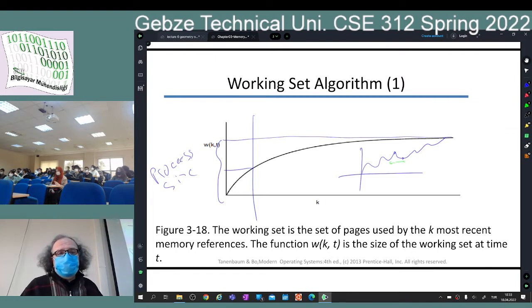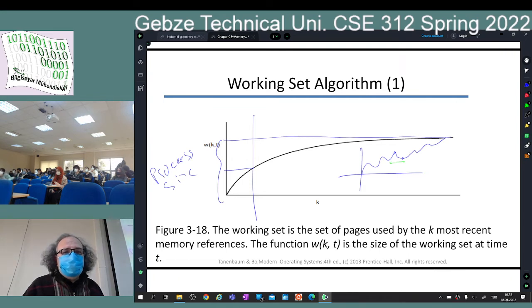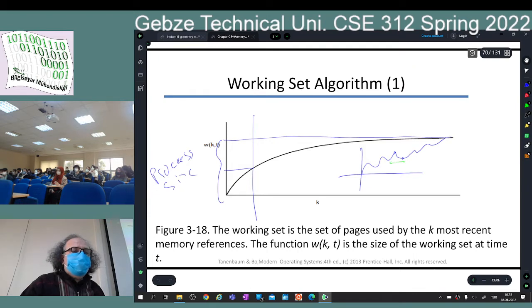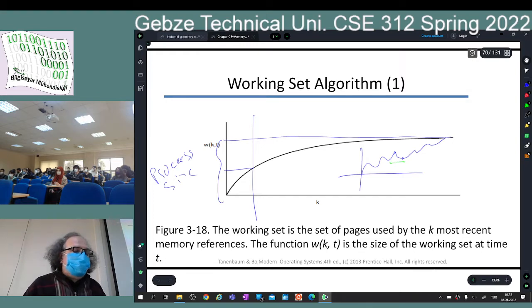Okay. So the working set is the set of pages used by the k most recent memory references at time t. We looked at it last time. We said that it is monotonically increasing, and if we allow very large k's, w(k,t) will be the size of the process itself. But we are not interested in the size of the process. We are interested in the k most recent memory references.